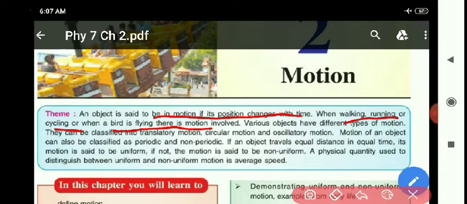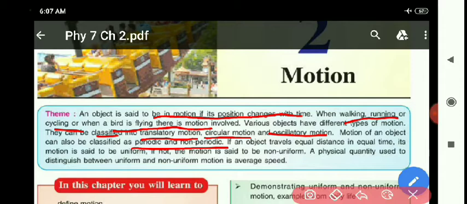Motion is not of one type only. It is of different types and is classified into translatory motion, circular motion, and oscillatory motion. These three motions we will discuss in the chapter, and it will let you know what the different types of motion are. Motion of an object can also be classified as periodic or non-periodic.